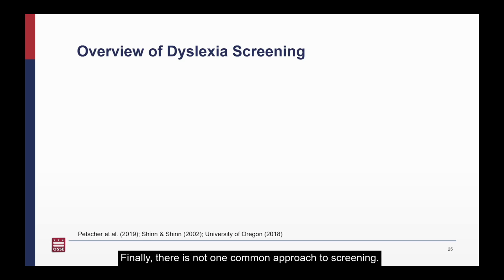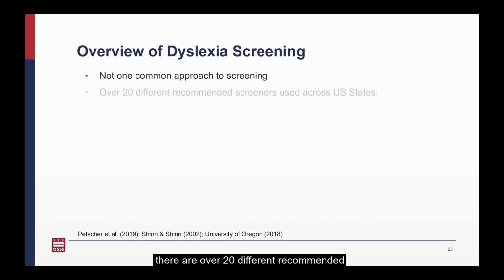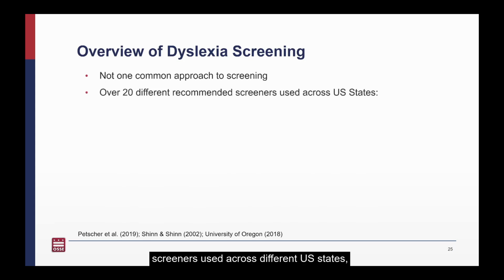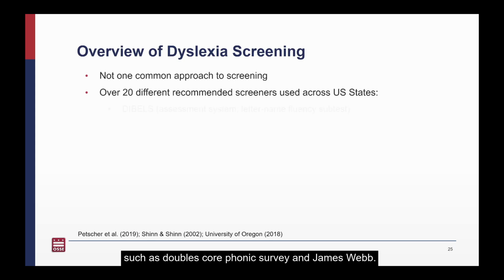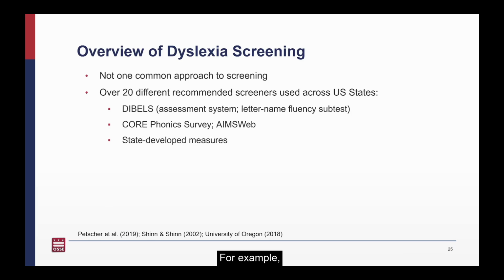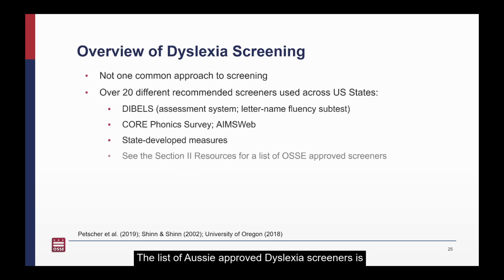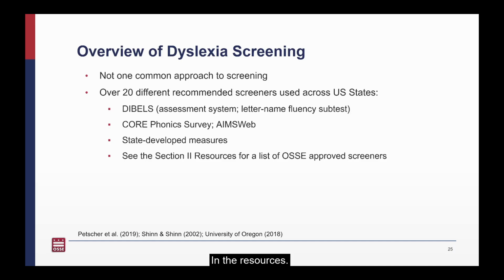Finally, there is not one common approach to screening. For instance, there are over 20 different recommended screeners used across different U.S. states, such as DIBELS, Core Phonics Survey, and AIMSweb. Many states have also developed their own screening measures, for example, Arkansas RAN, and PALS Pre-K through 3, from the Virginia Department of Education. The list of OSCE-approved dyslexia screeners is included at the end of Section 2 in the resources.